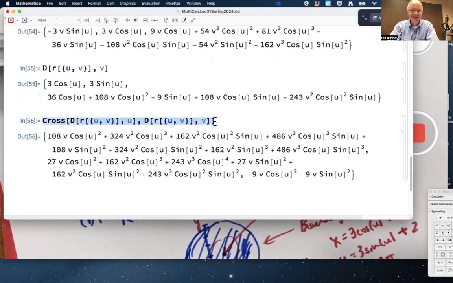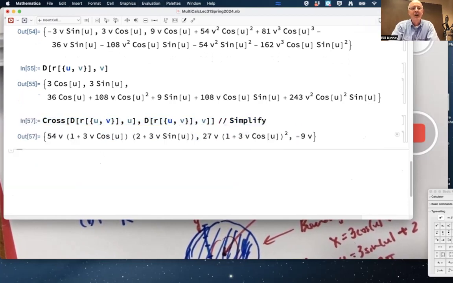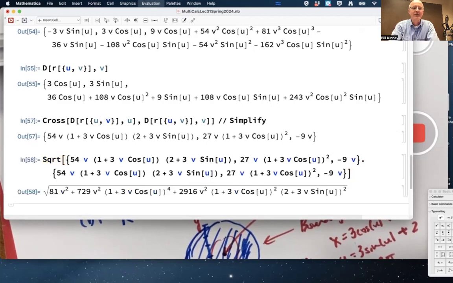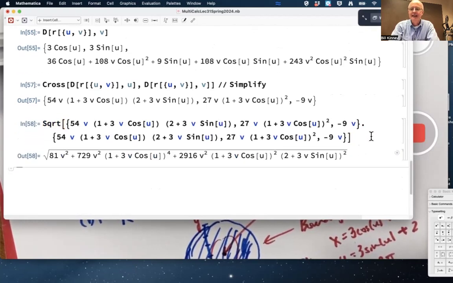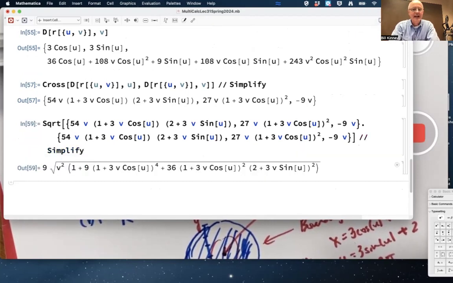Maybe, or maybe cosine squared. Maybe we can simplify it. Okay, it simplifies somewhat. Okay, what's the magnitude of this vector? Take the square root of that vector dotted with itself. There it is. That's the thing that's got to be integrated.